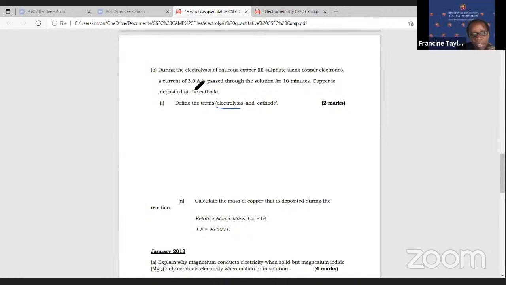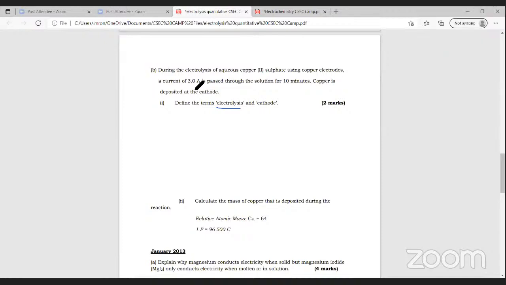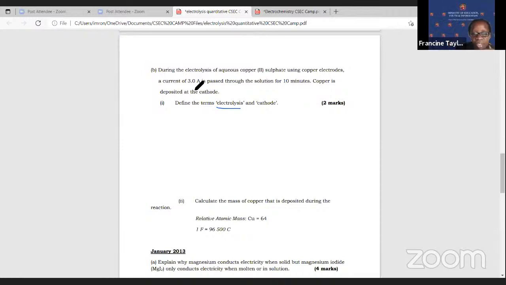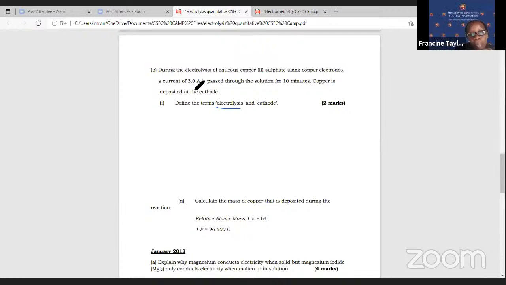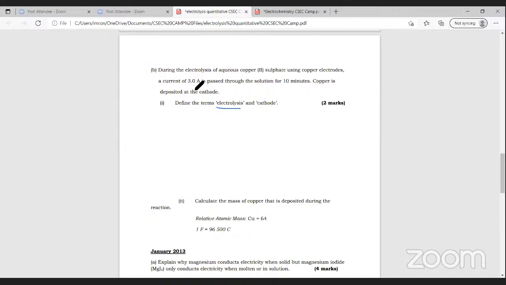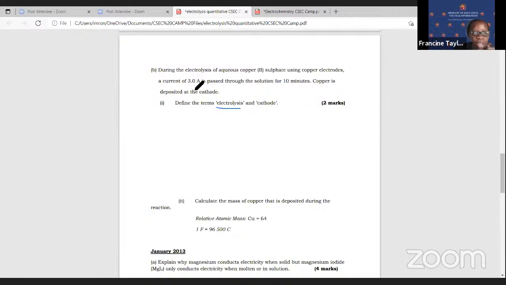Negative electrode from one response. Cathode is negative electrode. Somebody says cathode is connected to the negative terminal of the battery. You're breaking up a bit. Somebody says cathode is the part that emits the electrons.